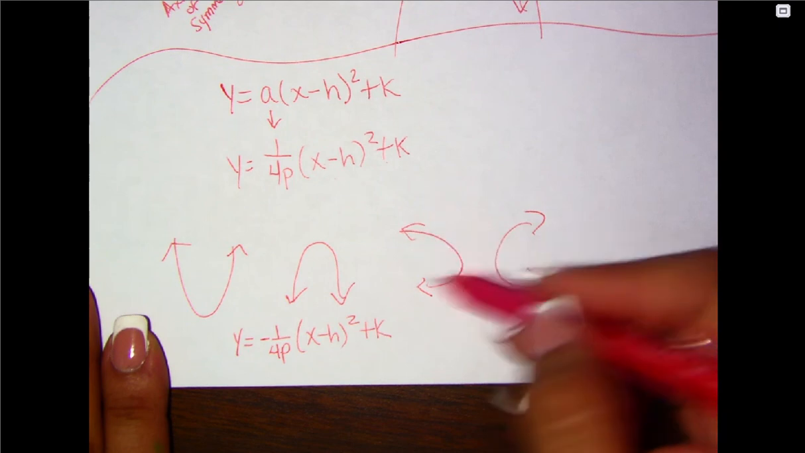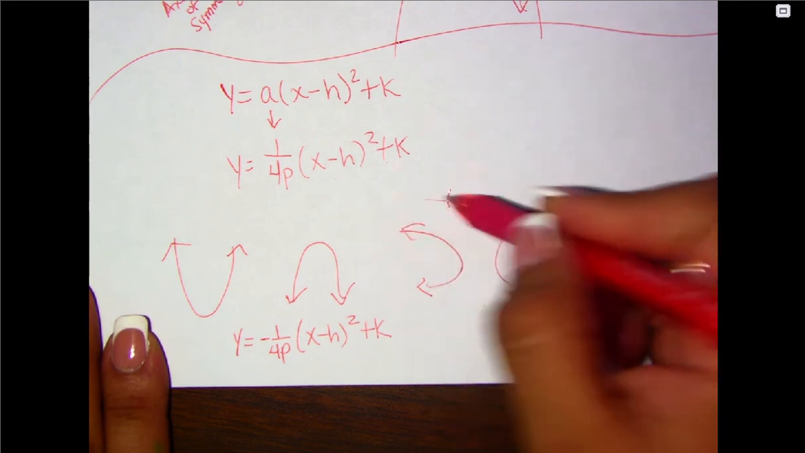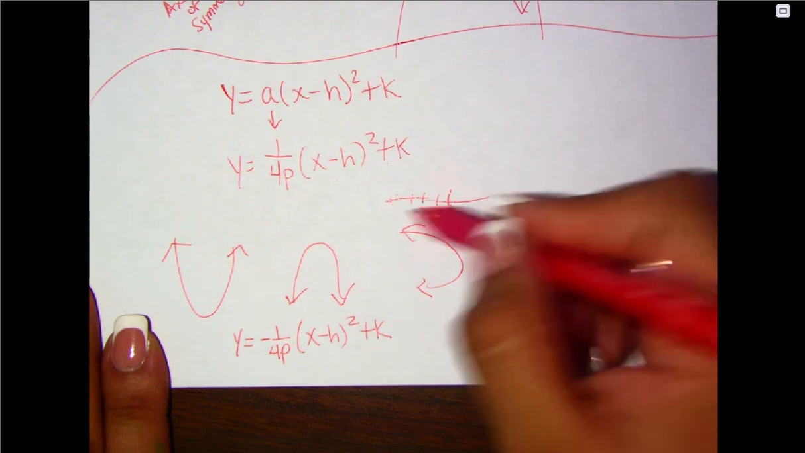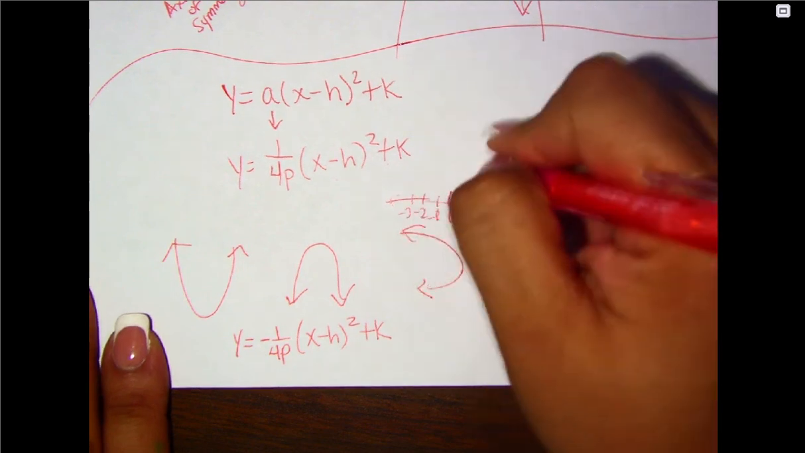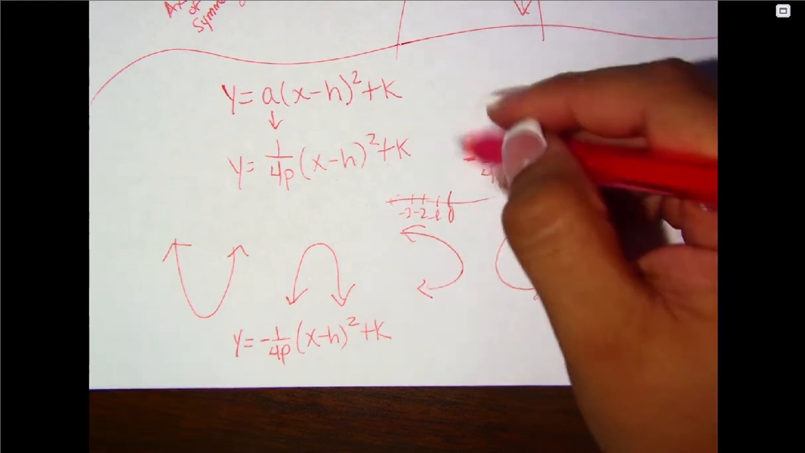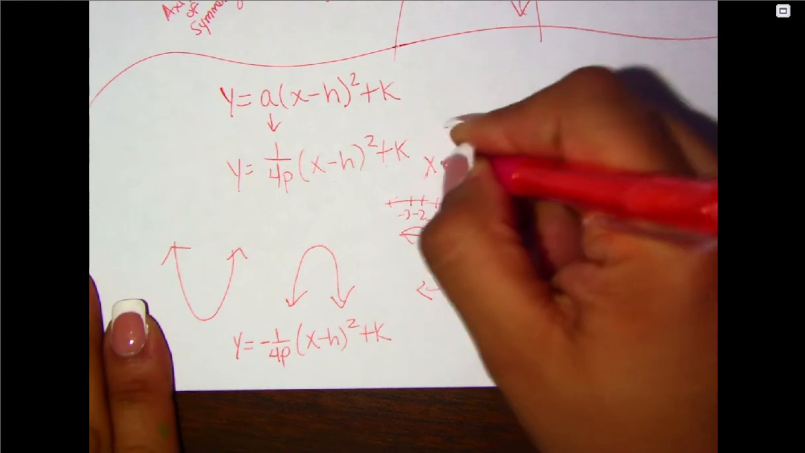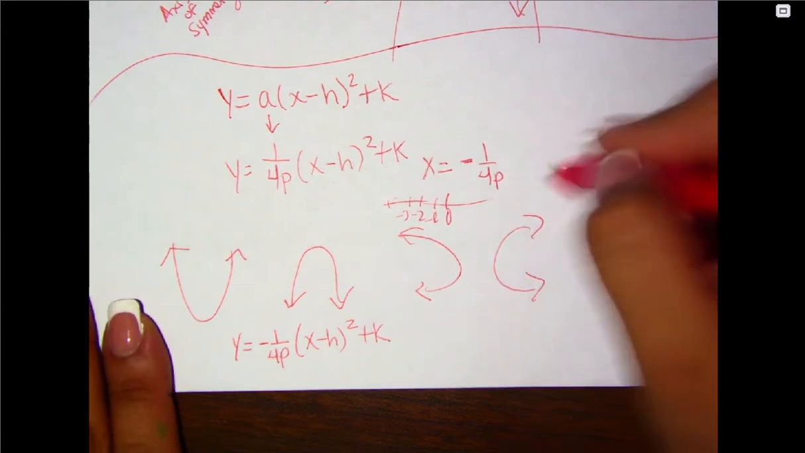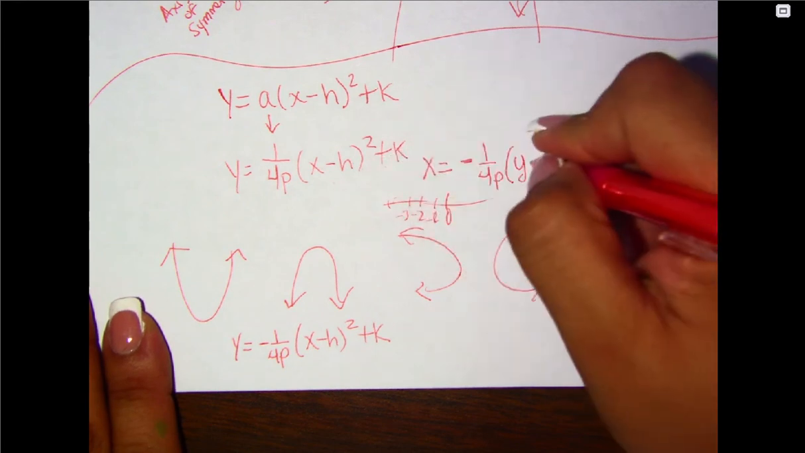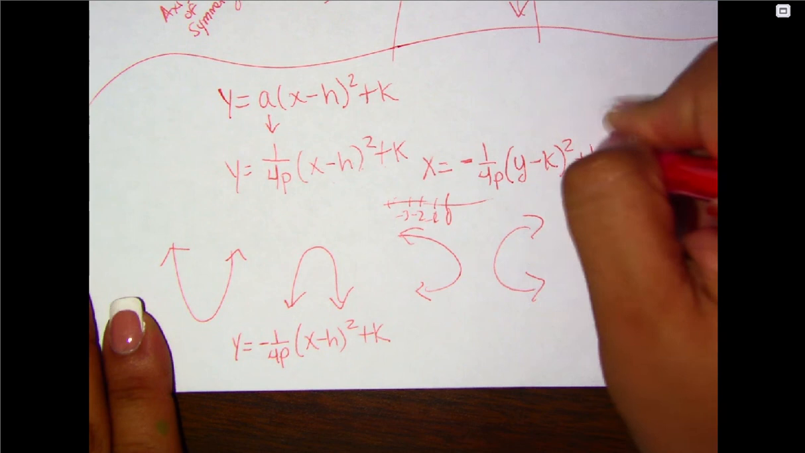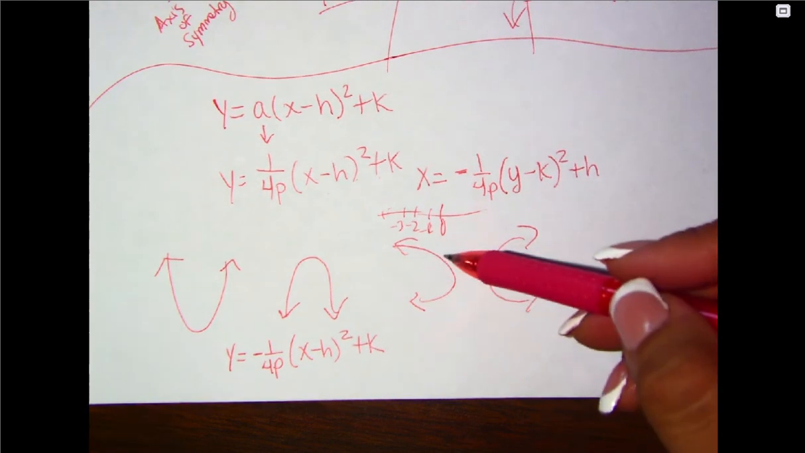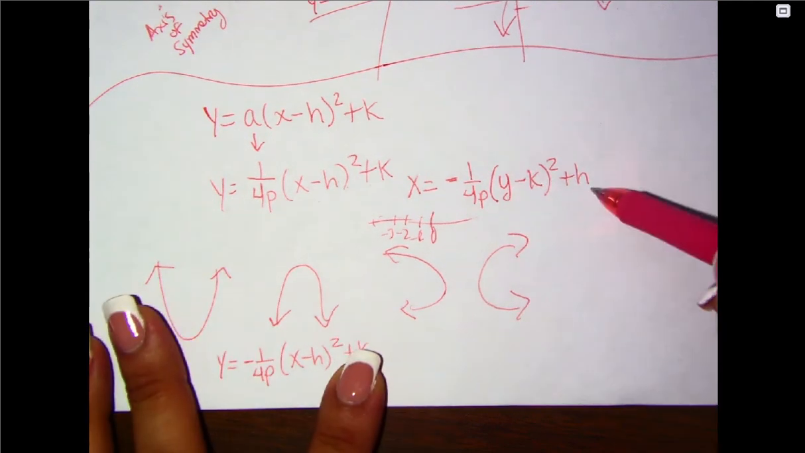This parabola is pointing to the left. What is on the left side of a number line? The negatives. Because the negatives are on the left side, we use the negative 1 over 4p. As I mentioned, the x and y flip. So now we have x equals negative 1 over 4p, parentheses y, and then the h and the k flip as well, so minus k, squared, plus h. So this sideways parabola pointing to the left will be this equation right here.